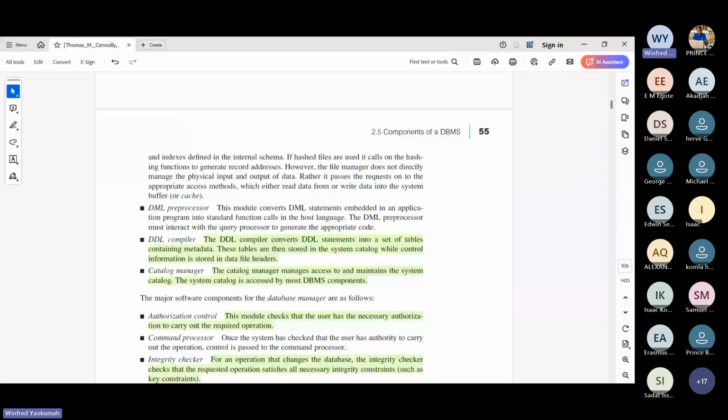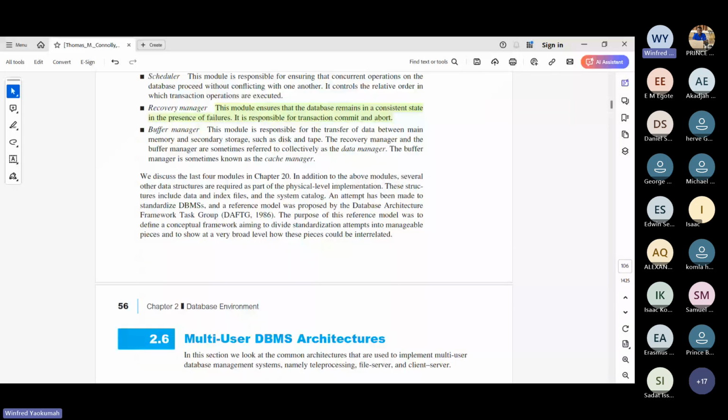Okay, having said so, I will pause for a while and take a question or two. Then we'll continue to look at some tiered architectures, database architecture, the tiered architectures. Okay, now we don't have any question.